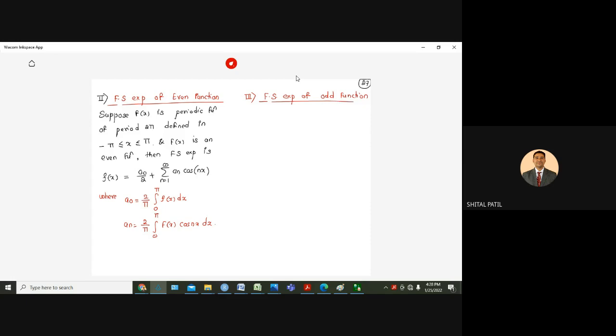Right, Fourier series expansion of an odd function. Suppose f of x is a periodic function of period 2 pi, defined for x between minus pi to plus pi, and f of x is an odd function.